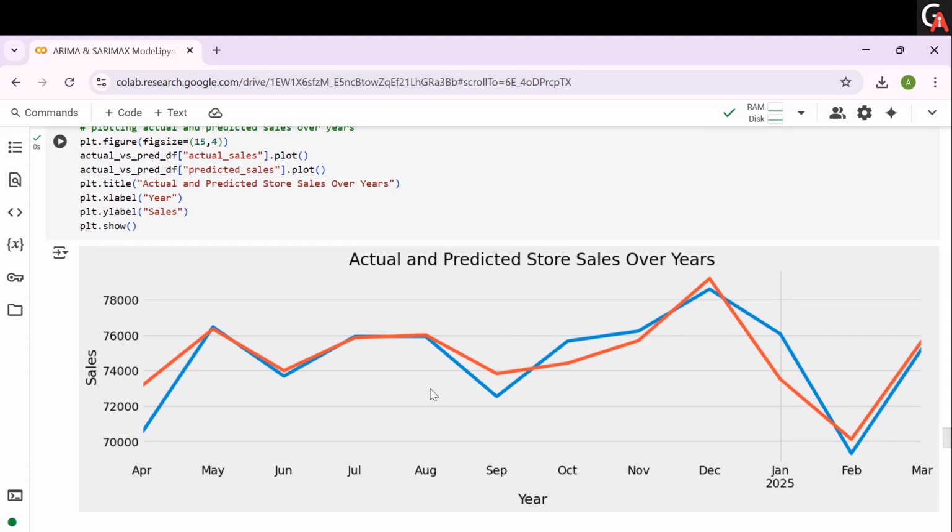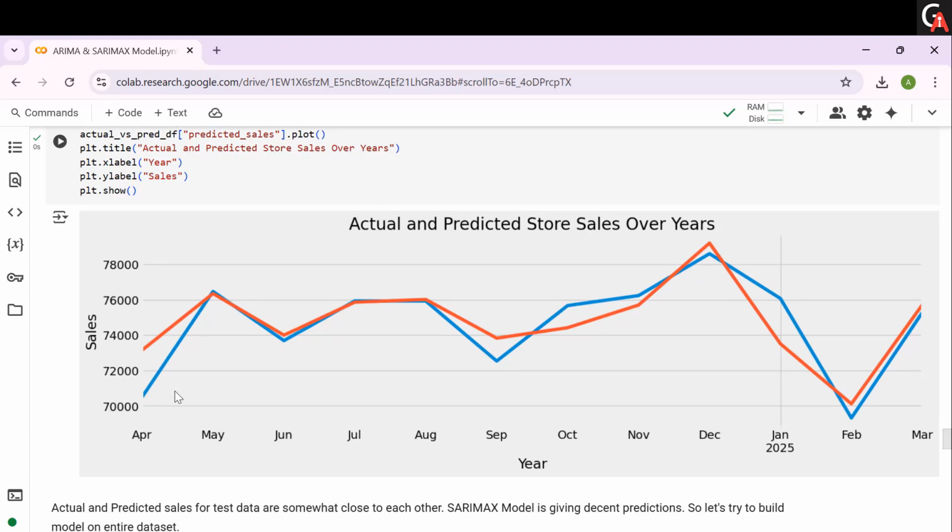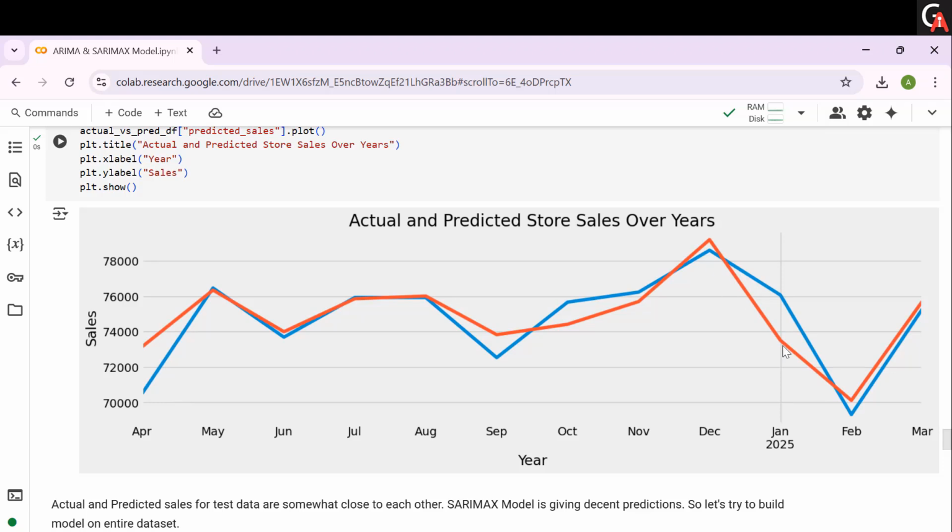So I will plot the actual and the predicted sales. Here you can see that this blue line is the actual sales and this red line is the predicted values of the sales. You can see that our SARIMAX model has captured this particular pattern. The values are close to each other, not exactly accurate but close. So the SARIMAX model has given decent predictions.